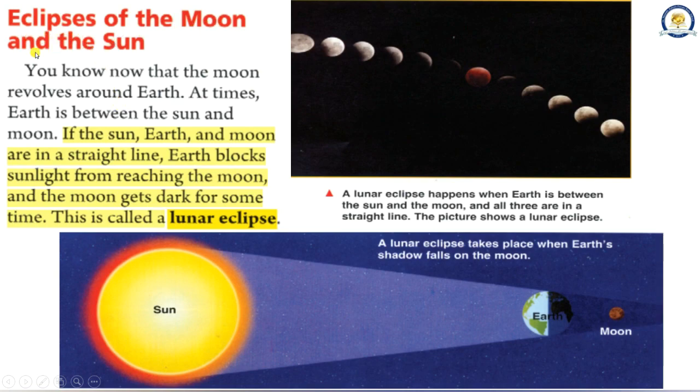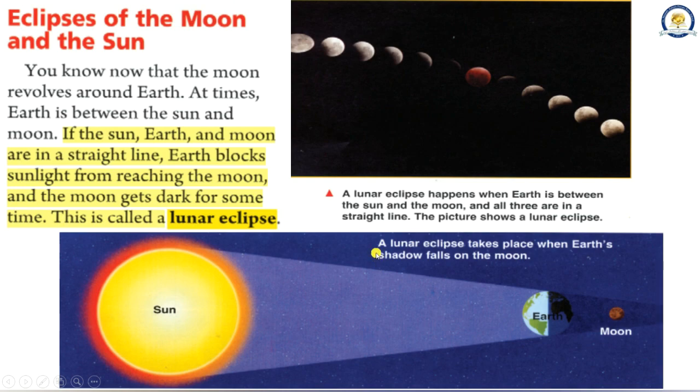Eclipses of the moon and the sun. You know now that the moon revolves around Earth. At times, Earth is between the sun and moon. If the sun, Earth, and moon are in a straight line, Earth blocks sunlight from reaching the moon. And the moon gets dark for some time. This is called a lunar eclipse.